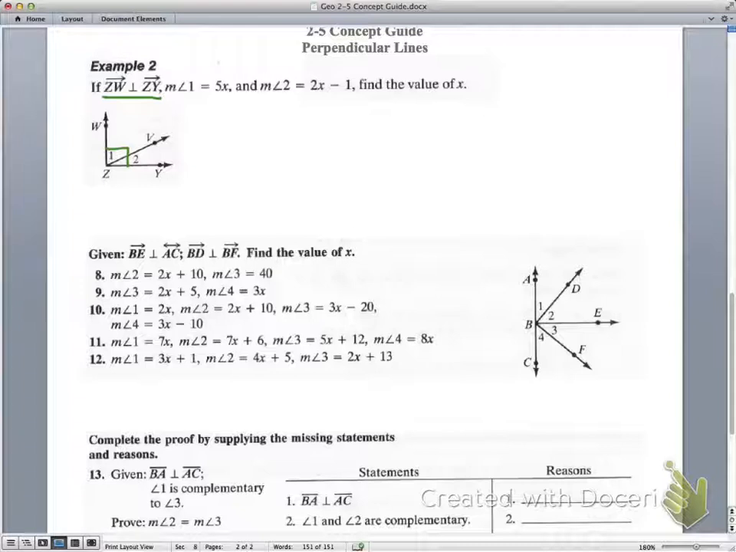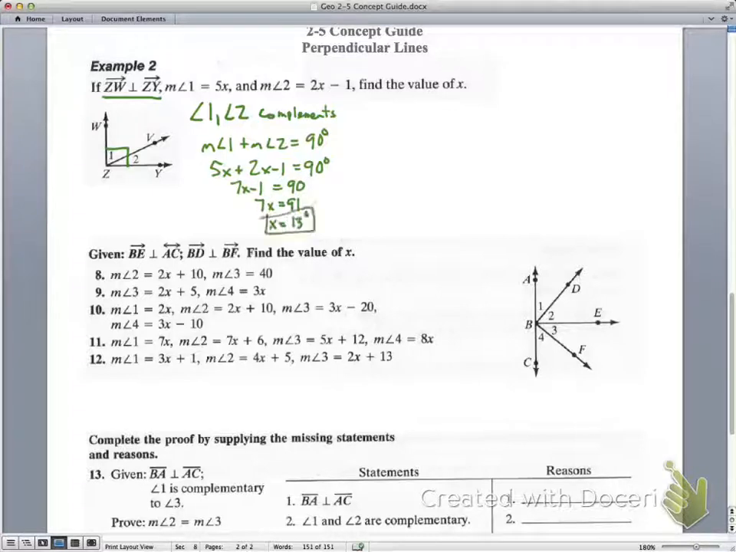Well, angle 1 and angle 2, by the angle addition postulate, add up to that 90-degree angle, so they are complements. That was rule number 3. Therefore, measure angle 1 plus measure angle 2 equals 90 degrees. We can substitute measure angle 1 as 5x, measure angle 2 is 2x minus 1. We have our equation, and we can solve it for x. x equals 13.